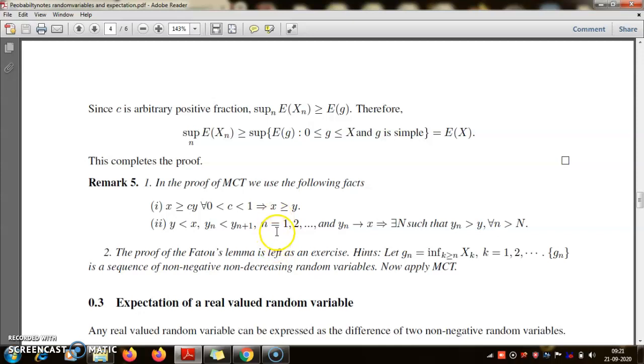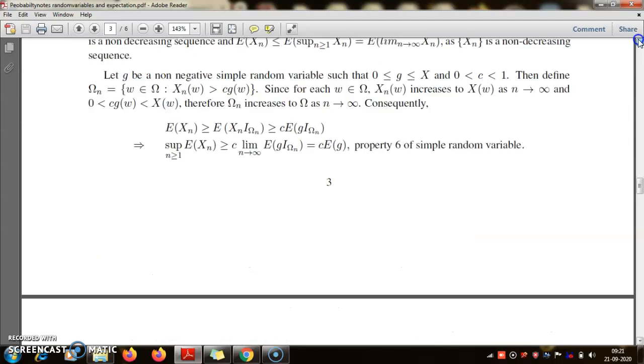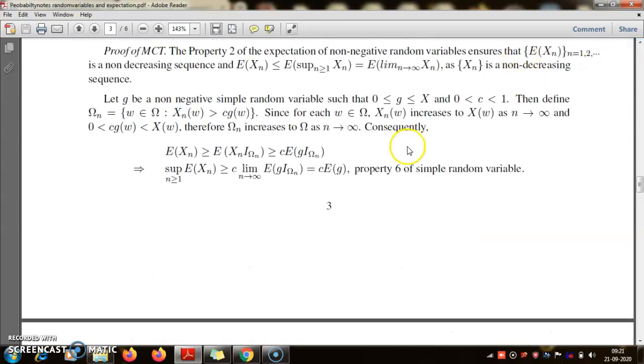It is because of this property 2 in remark 5. So now what is the expectation of xn? Remember, xn is a non-negative valued random variable.